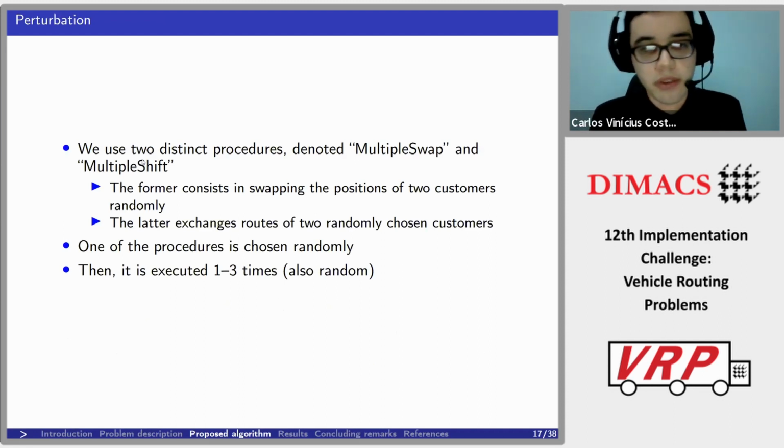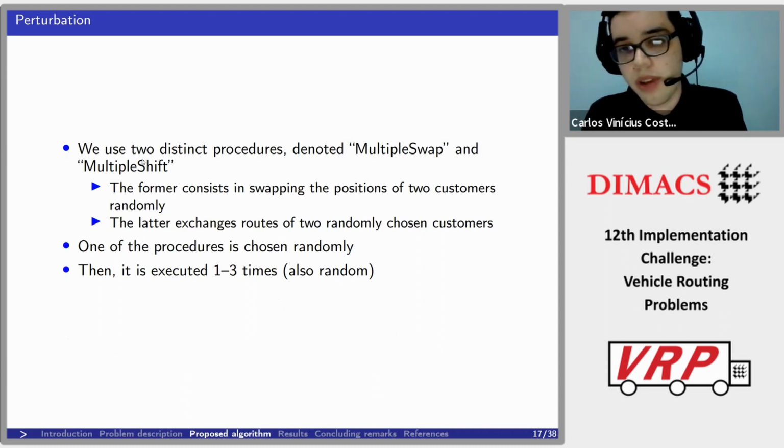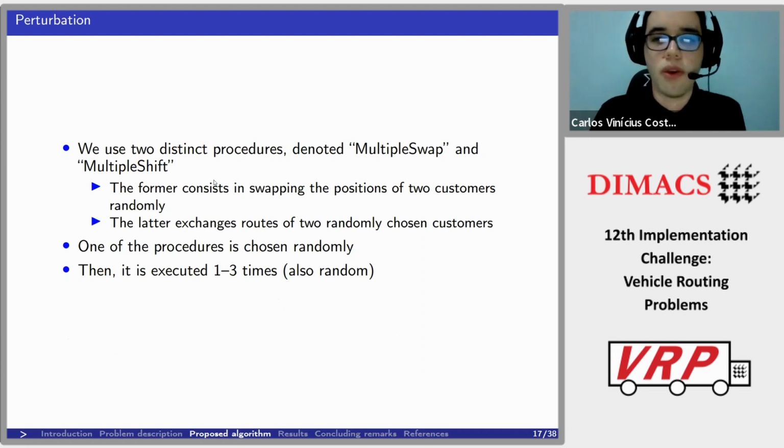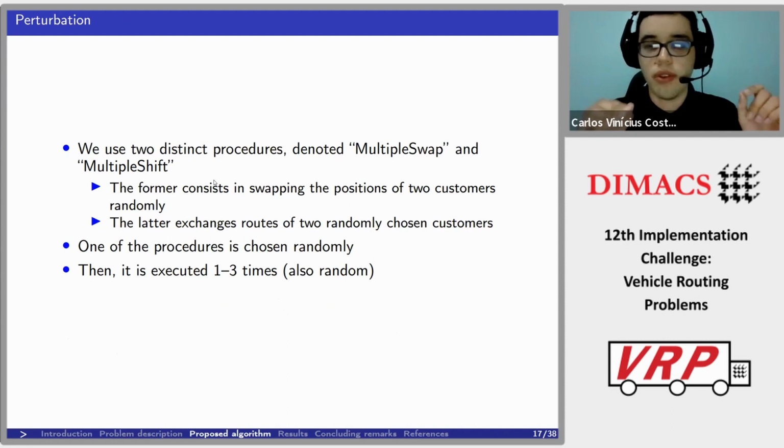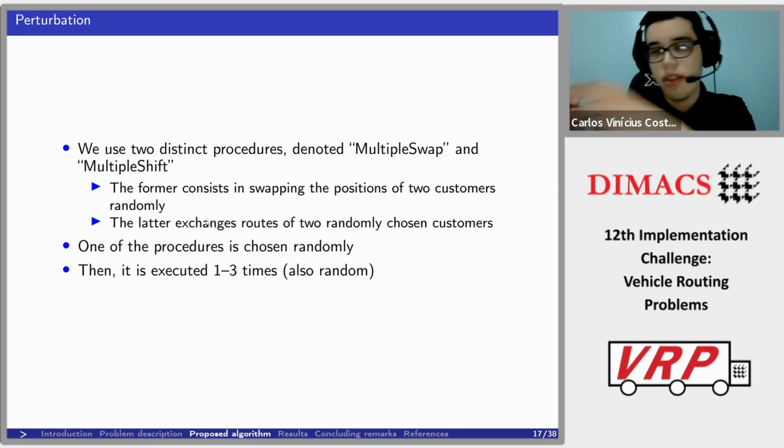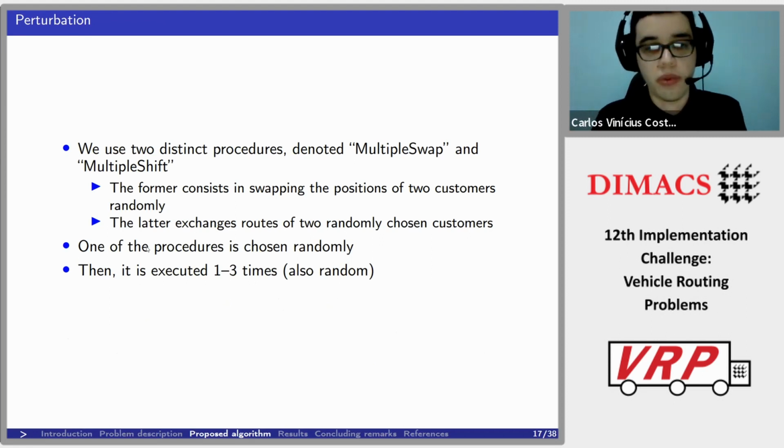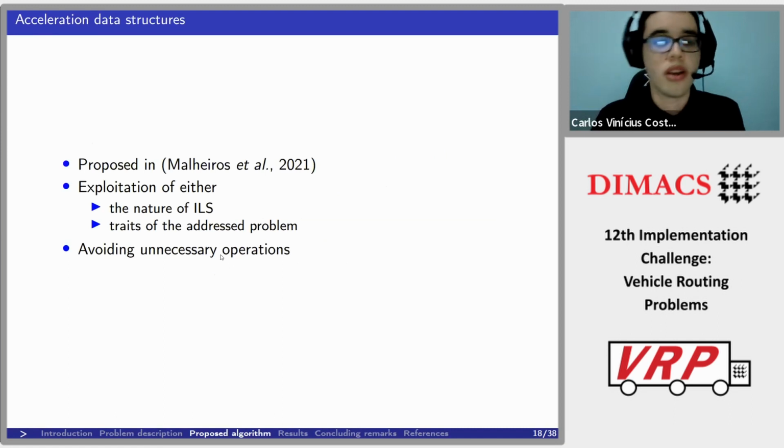For the perturbation, which is also important for ILS, we use two very simple methods: swapping two different customers between two routes, or exchanging the routes of two customers and inserting them into random positions. One of those procedures is randomly chosen, and it's executed 1 or 3 times, which is also random.